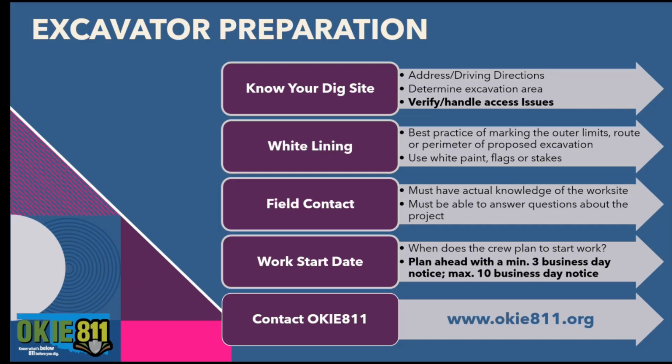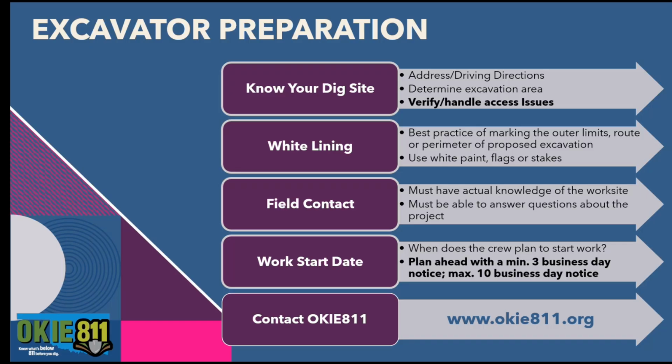So knowledge of the worksite prior to submitting the locate request avoids confusion during the locate request process, and it saves time for everybody involved. So you want to get to know your dig site before you put in the locate request by gathering the location details, such as the address, intersection, driving directions, wherever the location is. And then you'll want to determine the excavation area as well. So where is the work taking place on the property once they get there?